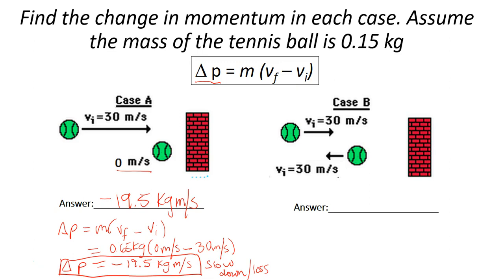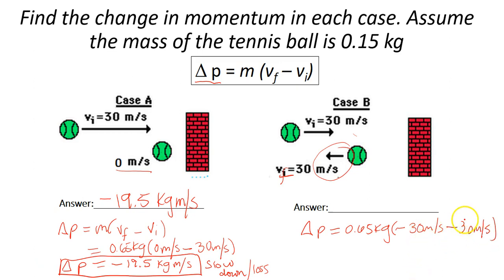Okay, let's do the next one. Change in momentum here will be the mass times the final velocity. Sorry, this should be an F. Let's just make that an F. It's going to the left, so that will be negative 30 meters per second minus positive 30 meters per second. Now, do not be fooled.